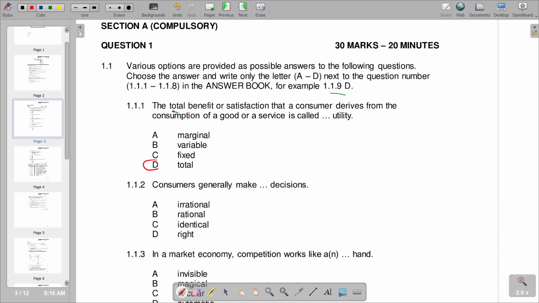So going to our answer section, we have: consumers generally make dash decisions. We've got irrational, rational, identical, and right. And usually our consumers make rational decisions. When I talk about rational decisions, this is a choice made using logic and objective facts. So this is our clear explanation of rational decisions. So we have rational as the correct answer.